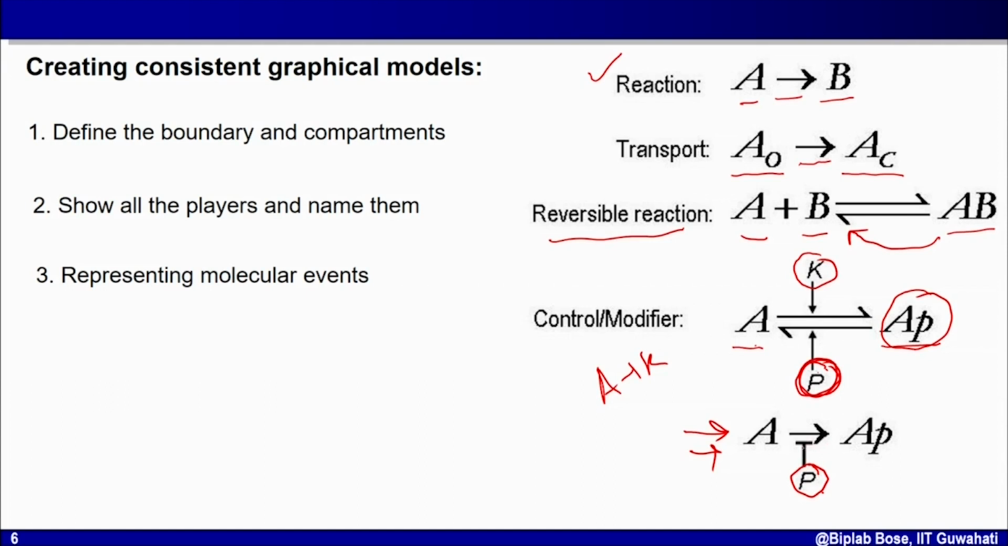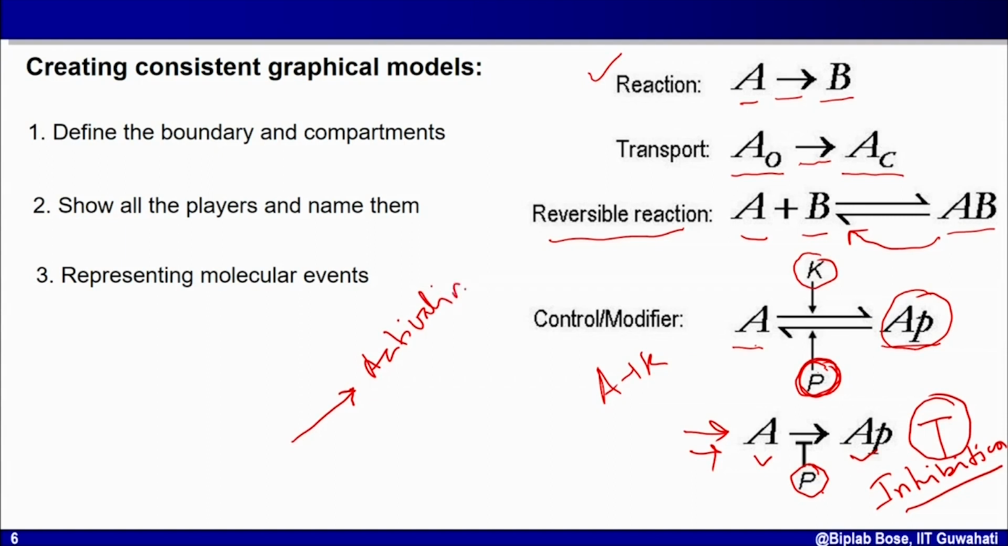Notice that we don't have an arrowhead here, we have a hammerhead. Usually this type of hammerhead represents inhibition. So what I want to represent here is that P is inhibiting the phosphorylation of A to AP. So in gist, you use an arrow to represent activation or a reaction or transport, whereas you use a hammerhead to represent inhibition.